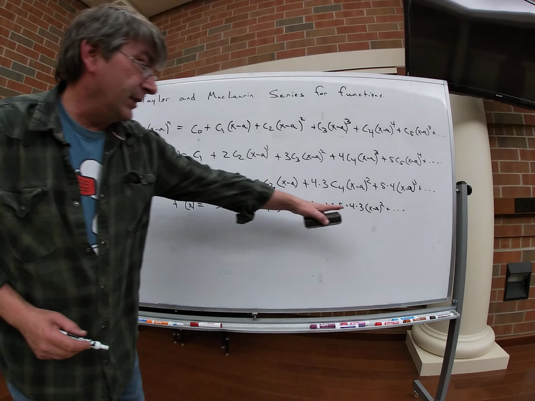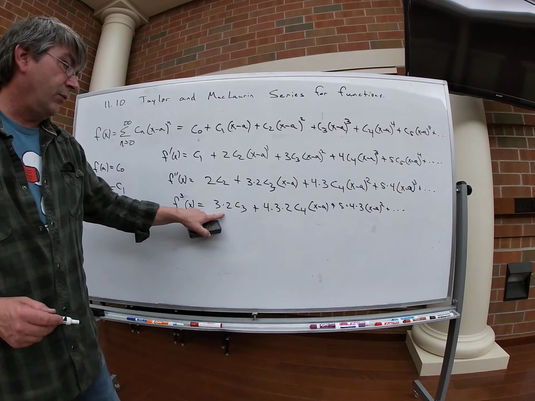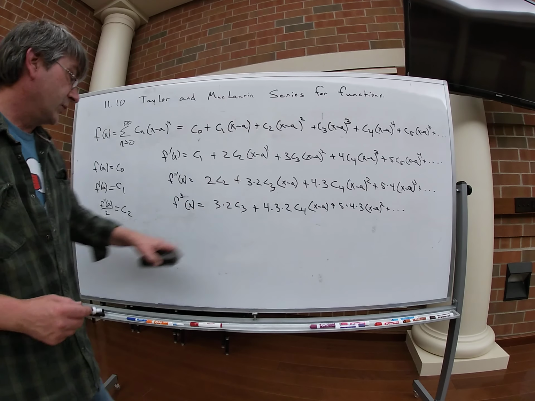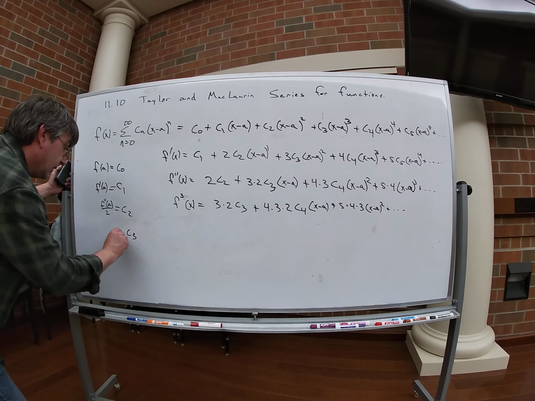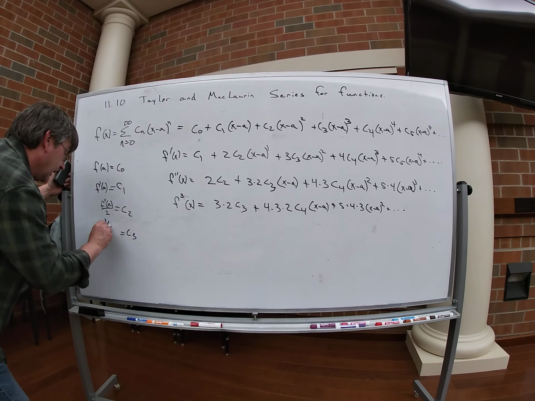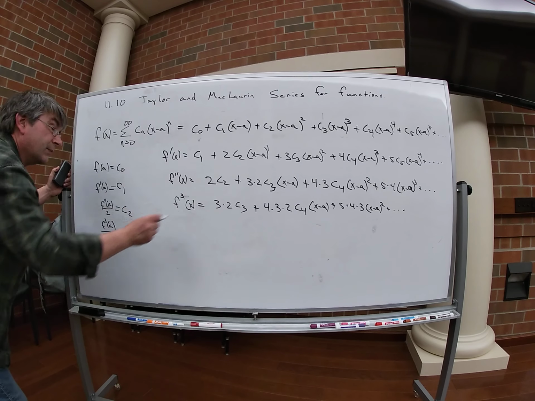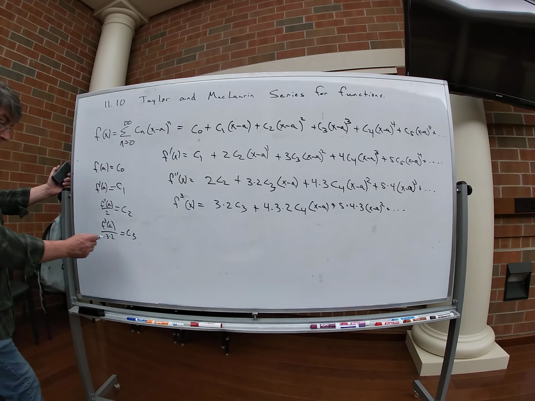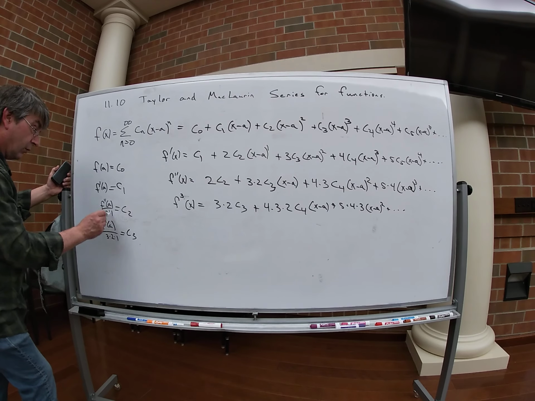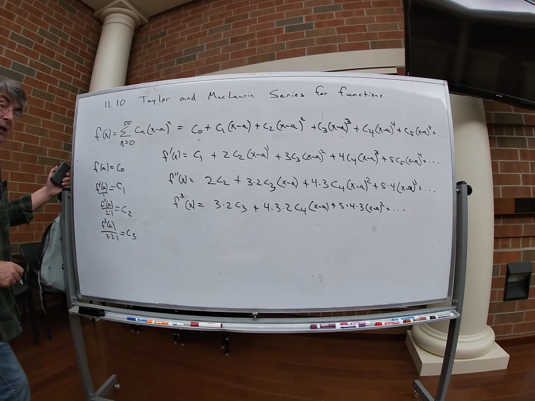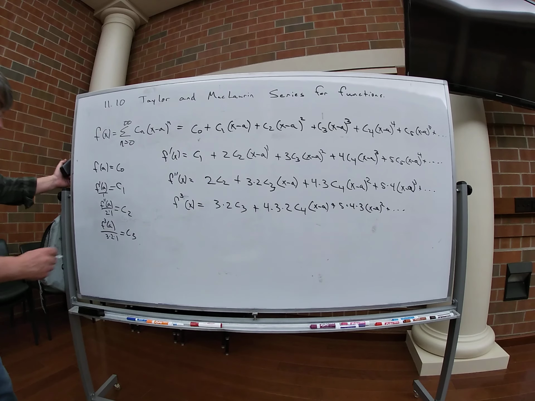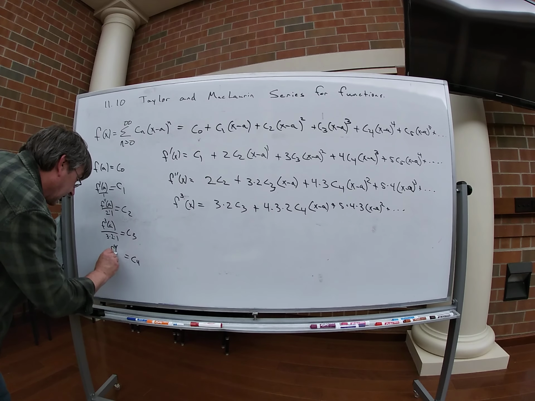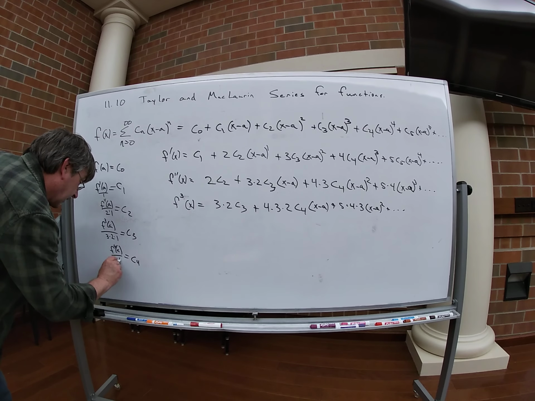Plug in x equal a to this, it kills all those terms. I get 3 times 2 c3 is f, the third derivative at a. So c3 is the third derivative of f at a over 3 times 2. Okay. For the 3 times 2 times 1, I can include a 1 in there. So I think you can see c4 will be the fourth derivative of f at a over 4 factorial.